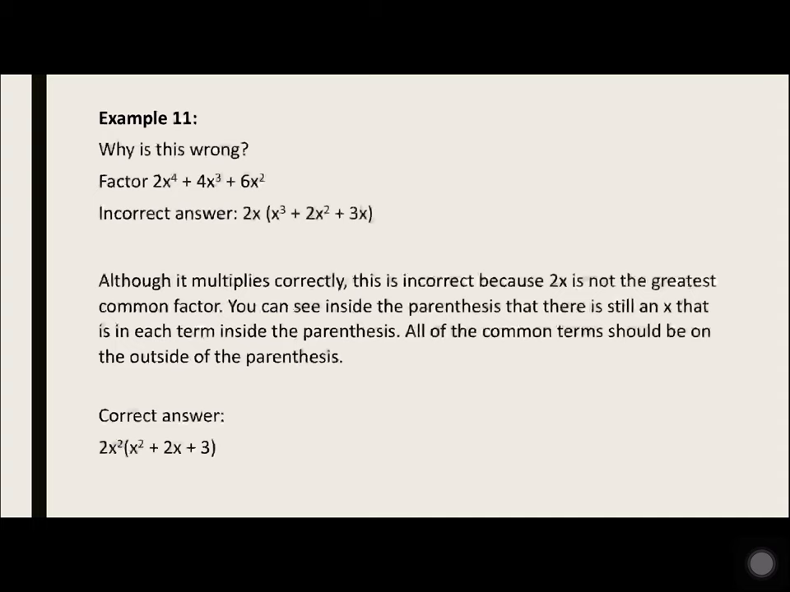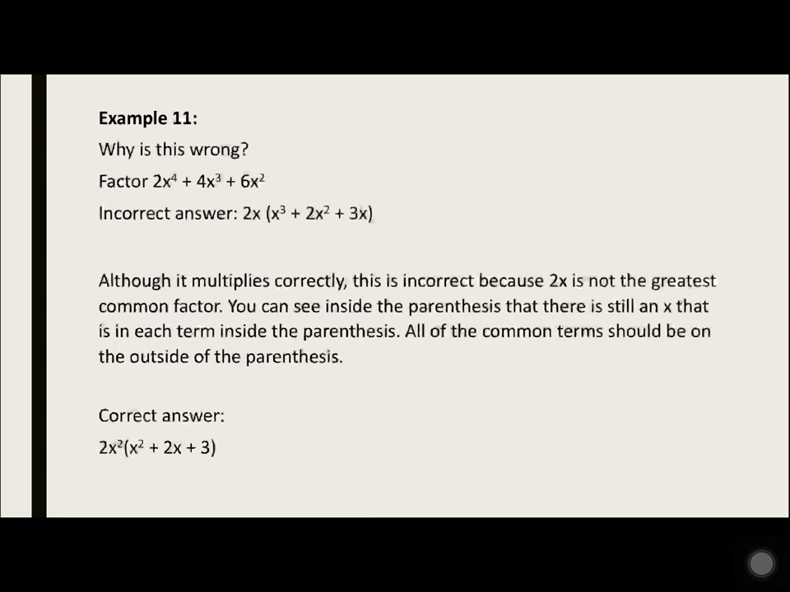Example 11. Why is this wrong? Factor 2x to the 4th plus 4x cubed plus 6x squared. Incorrect answer: 2x times x cubed plus 2x squared plus 3x. Although it multiplies correctly, this is incorrect because 2x is not the greatest common factor. You can see inside the parentheses that there is still an x that is in each term inside the parentheses. All of the common terms should be on the outside of the parentheses.